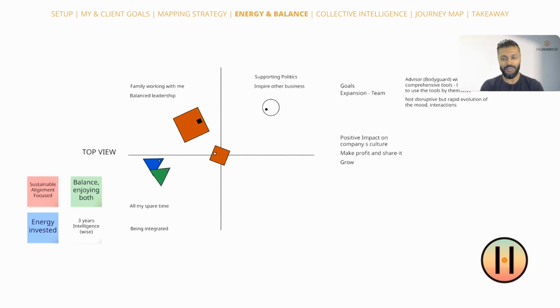Okay, cool. So next, let's move on to energy invested, the blue. You wrote in terms of what energy you're willing to invest, you said all your spare time, and for them, you'd want them to be willing to put in energy to become integrated. So let's first start with your spare time. You'd want to put in hours a week, with some measurables in there. So how much time are you willing to put in?